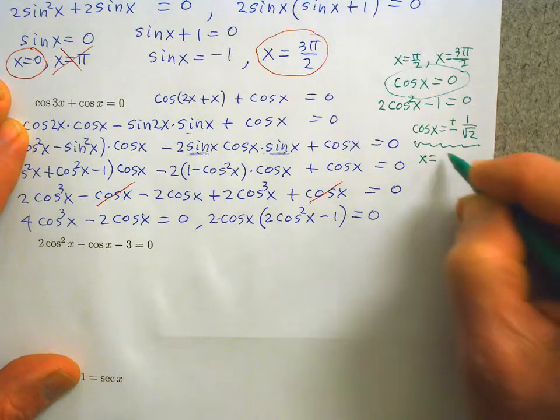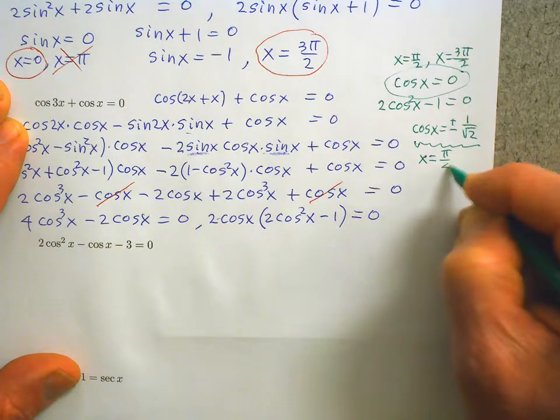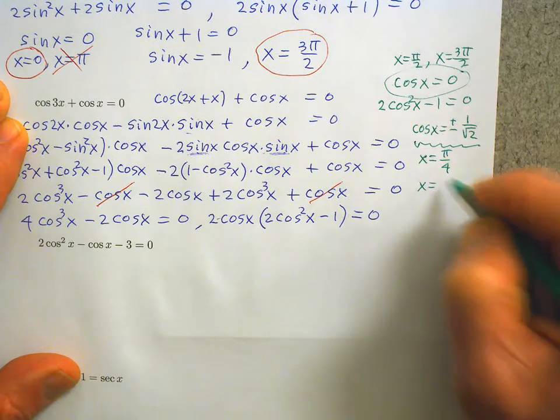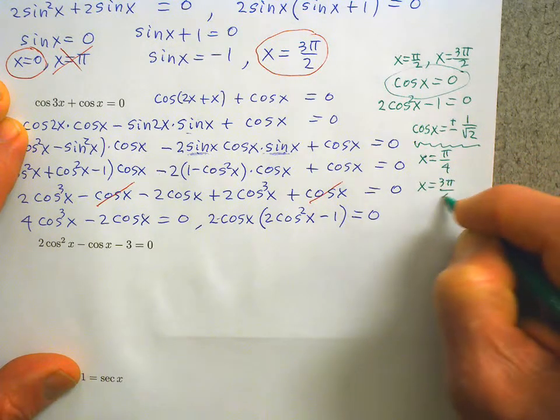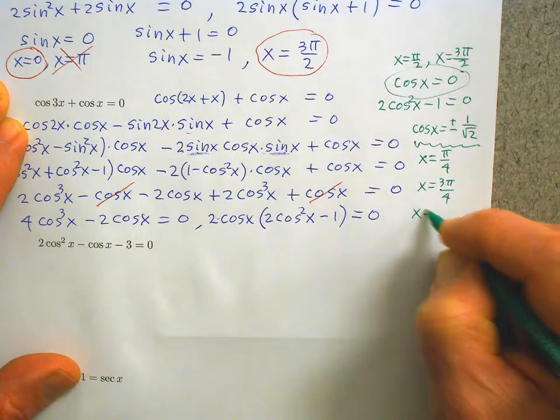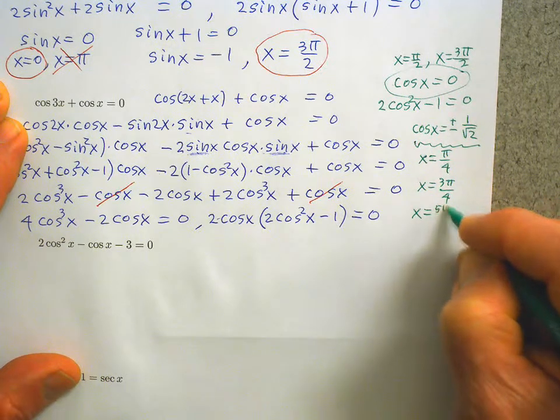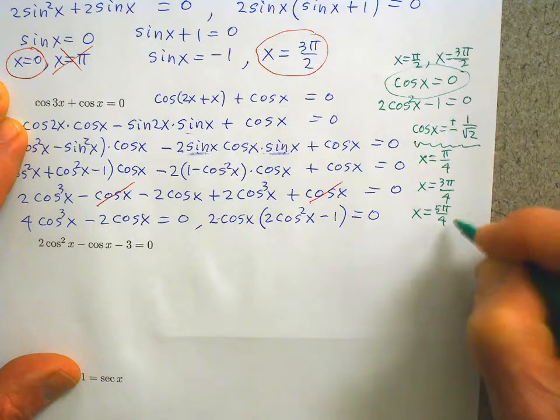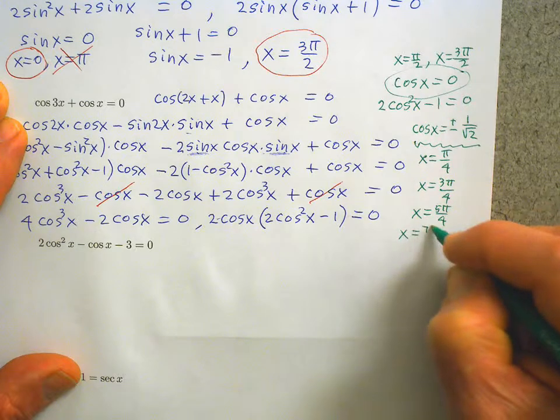So one solution is pi over 4. Another one is 3 pi over 4. Third one is 5 pi over 4. And finally, 7 pi over 4.